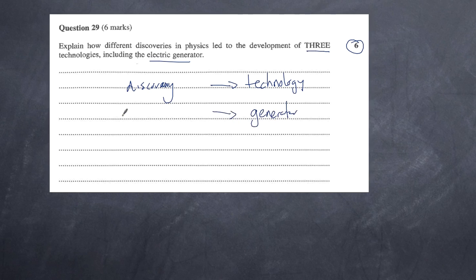Well, the discovery, of course, is all to do with Faraday and his development of Faraday's law and how a moving magnetic field will generate an electrical current. So you need to talk about that. But what are some other technologies that lead to different discoveries?